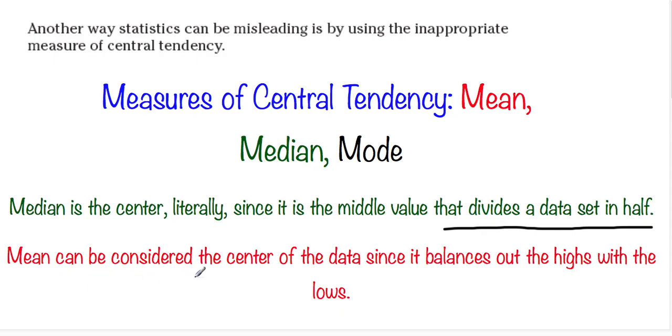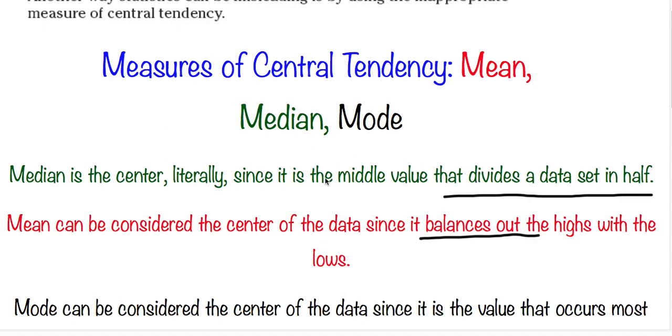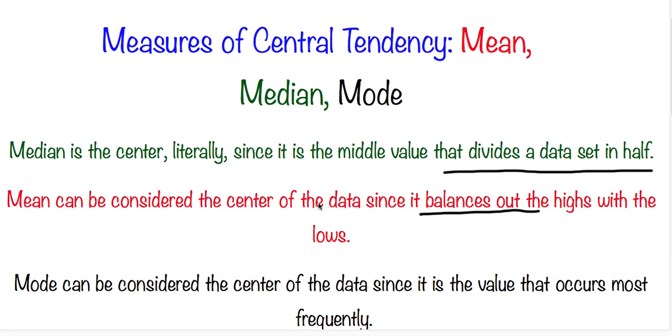Okay, mean can be considered the center of the data since it balances out the highs with the lows. So when you remember what the mean is, you add up all the pieces of data and you divide it by the number of pieces of data. Okay, it balances out the highs and the lows. That's why it's also considered to be a center. And finally, mode is considered to be the center of the data since it is the value that occurs the most. And that's the reason why they're called measures of central tendency. But there's a problem. Sometimes we can misuse mean, median, mode for our own purposes to mean some other stuff.